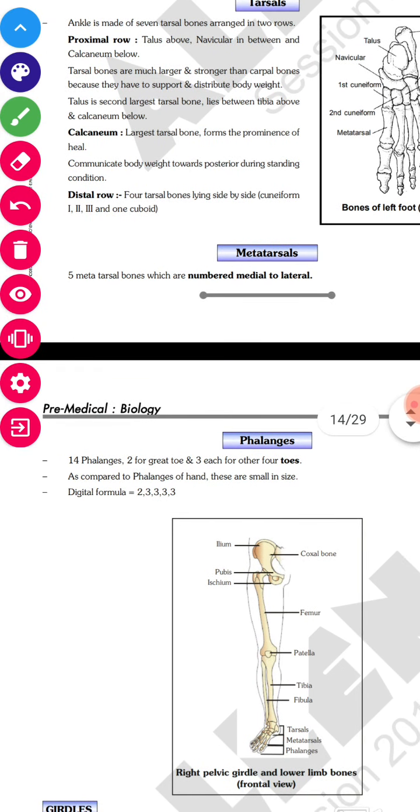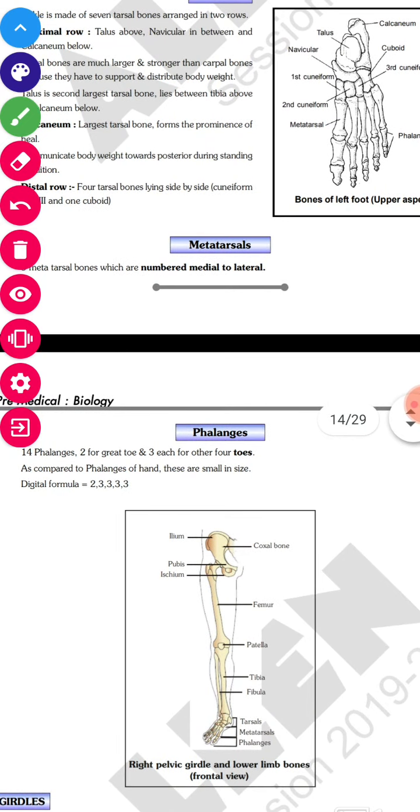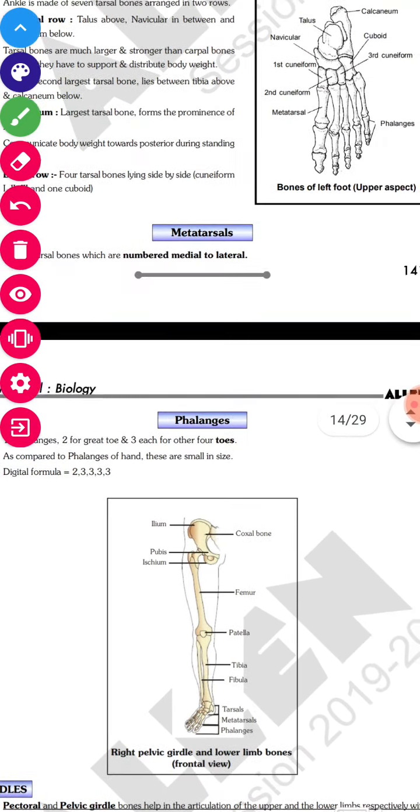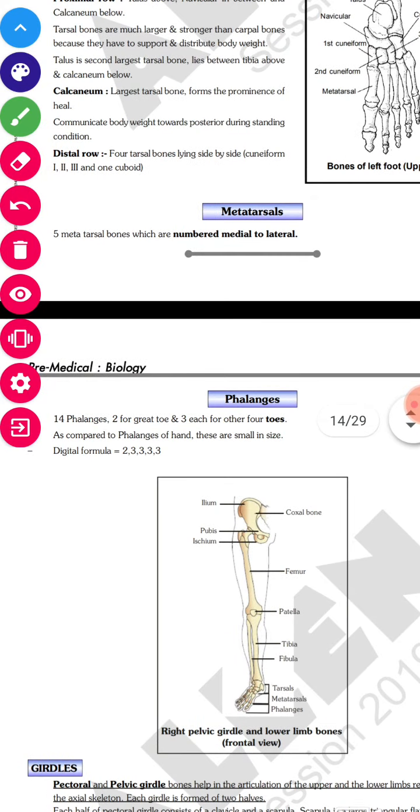Now the distal row. We saw that there were 2 rows, proximal and distal. We are going to see distal: 4 tarsal bones lying side by side. How are they going to lie side by side? See here. That is cuneiform, that is 1, 2 and 3. You can see the first cuneiform, second and then third, they are arranged laterally.